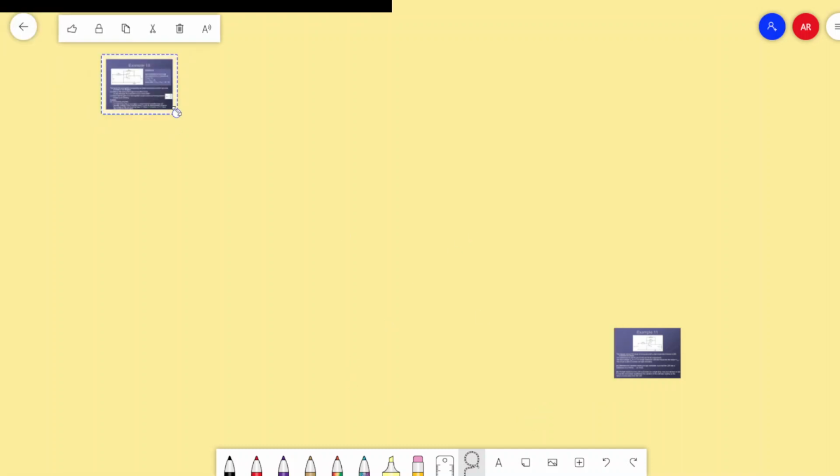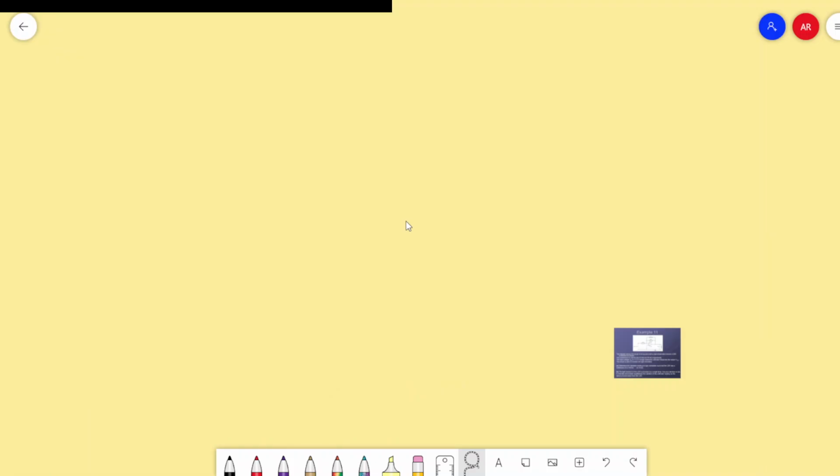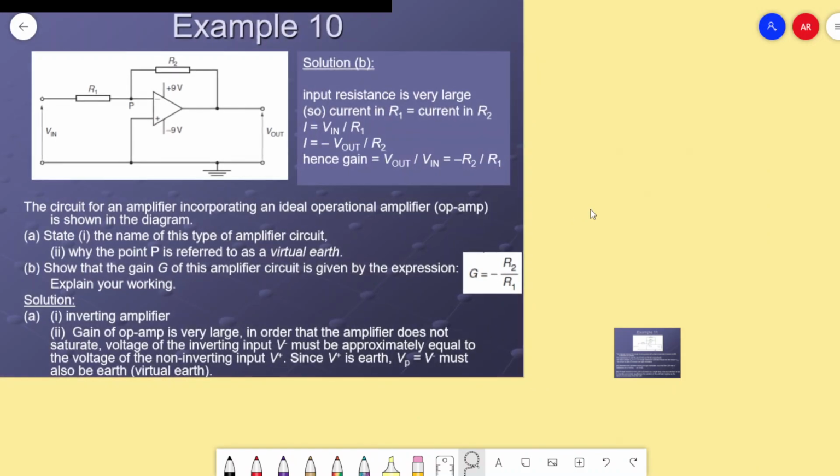So if we look at this question, yeah, this is the question of the past year. The solution also is given, but right now we just focus on the question only. Incorporating an ideal operational amplifier, state the name of this type of amplifier. They ask you to write down what type of amplifier this is.